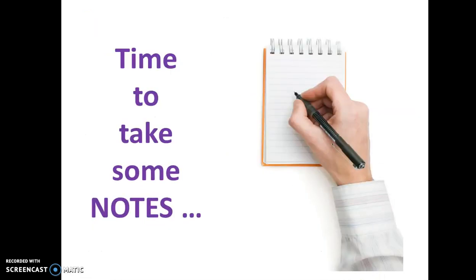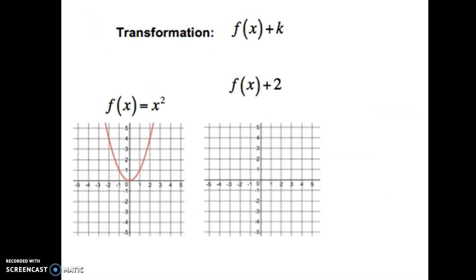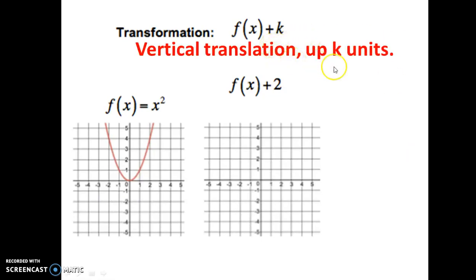All right, let's take some notes on the packet that was given to you. Let's do all the different types of transformations. First, f of x plus k. This will be a vertical translation up k units. At any time, you should pause and take notes.